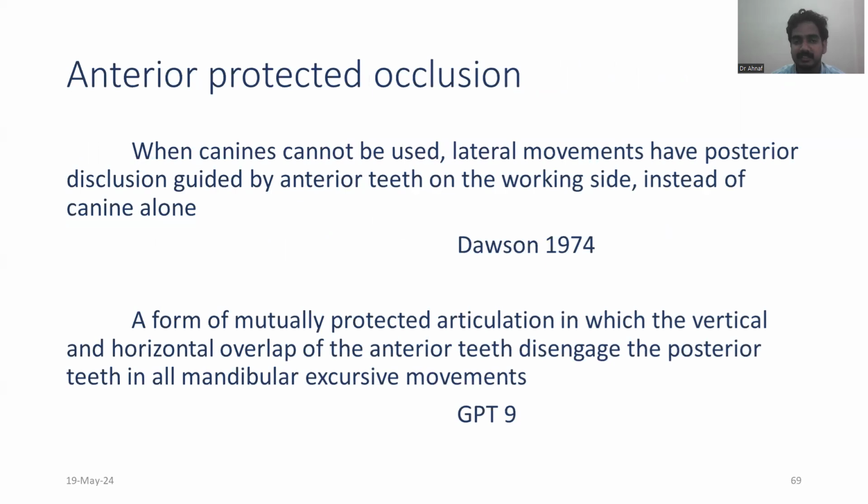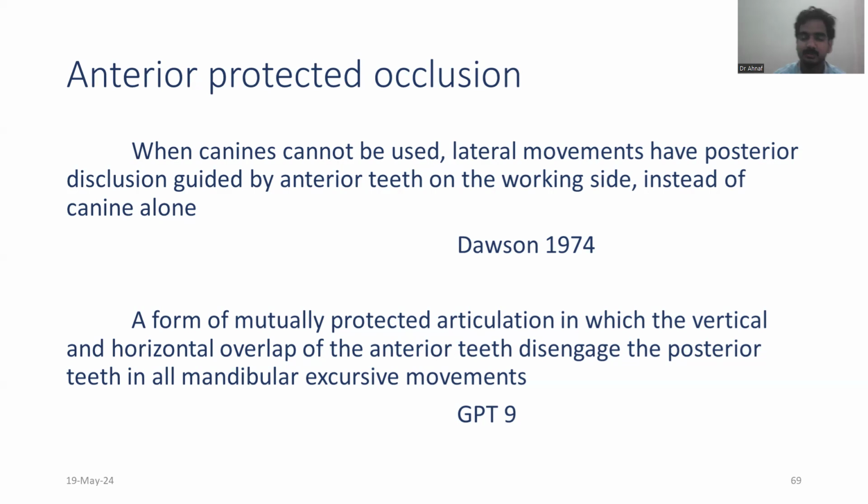Let's move to anterior protected occlusion. So when canines cannot be used, either because they are missing or the periodontium is compromised, lateral movements have posterior disocclusion guided by anterior teeth on the working side instead of canine alone. In case canines are absent, we can go for anterior protected occlusion. In anterior protected occlusion, during lateral movements, there is a posterior disocclusion which is guided by anterior teeth on the working side instead of canine alone.